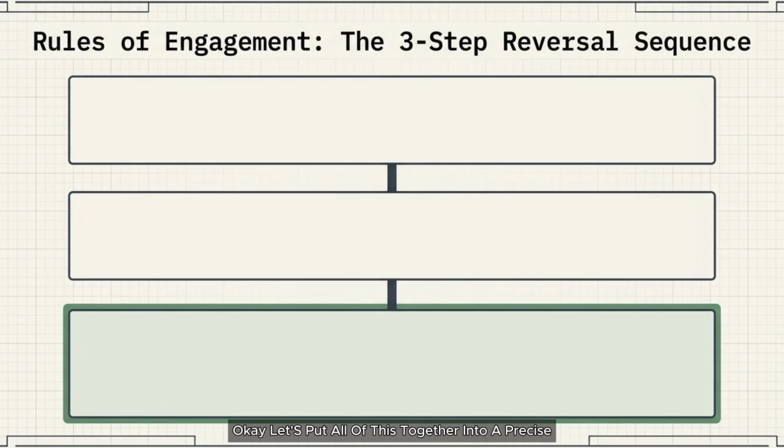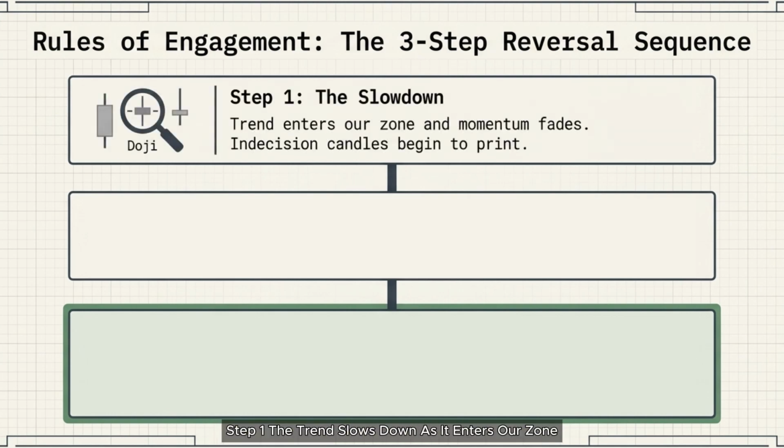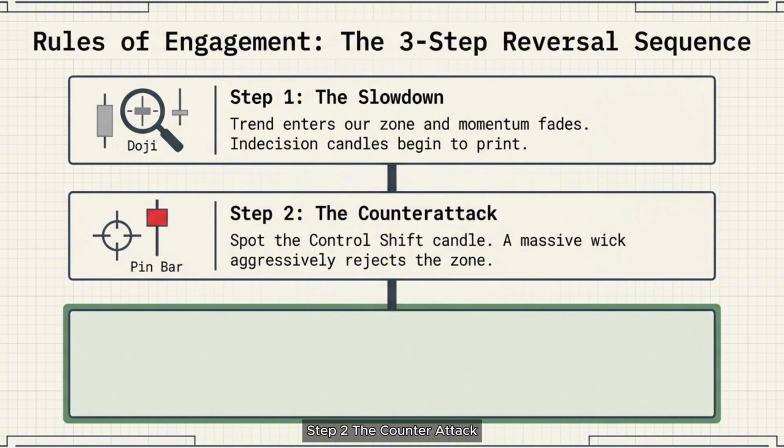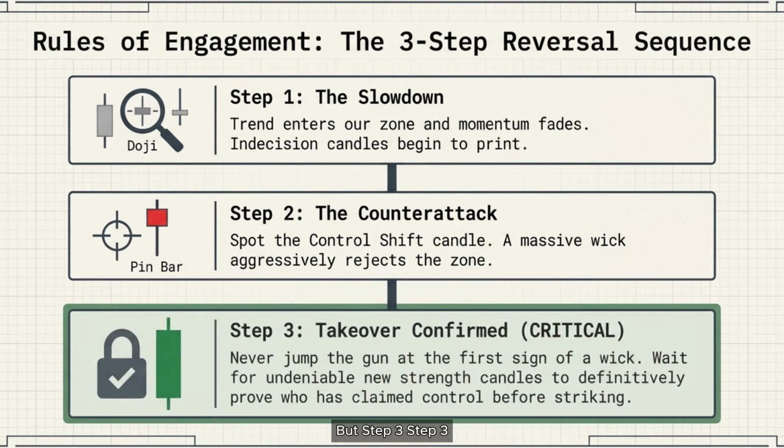Let's put all of this together into a precise 3-step chronological playbook for confirming the reversal. Step 1. The trend slows down as it enters our zone. We start seeing those indecision candles, the momentum is clearly fading. Step 2. The counterattack. We look for our control shift candle, that pin bar with the massive wick aggressively rejecting the zone. But Step 3 is the absolute key to keeping you safe and keeping your money in your pocket. Takeover confirmed. We absolutely must wait for undeniable strength candles to completely take over and push the price in the new direction before we validate the trade.